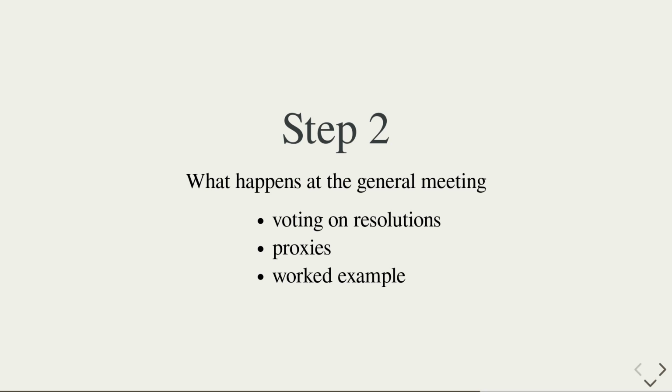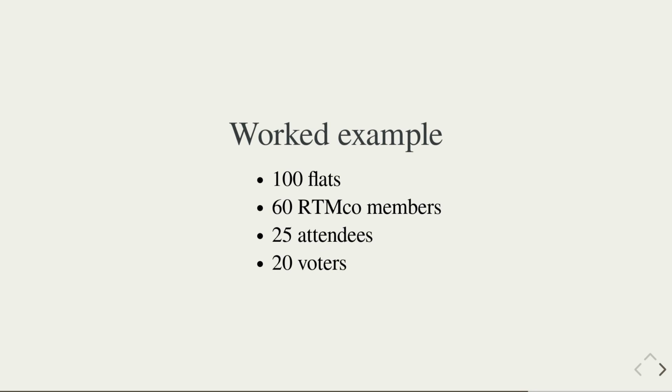What does it take to win these votes? Let's do a worked example. It's a simple majority rule for what's called an ordinary resolution. So you need to get more votes for than against. Let's assume this time that there's 100 flats in the block, and also assume that the owners of just 60 of those flats are members of the RTM company, and the rest don't participate in the company at all.